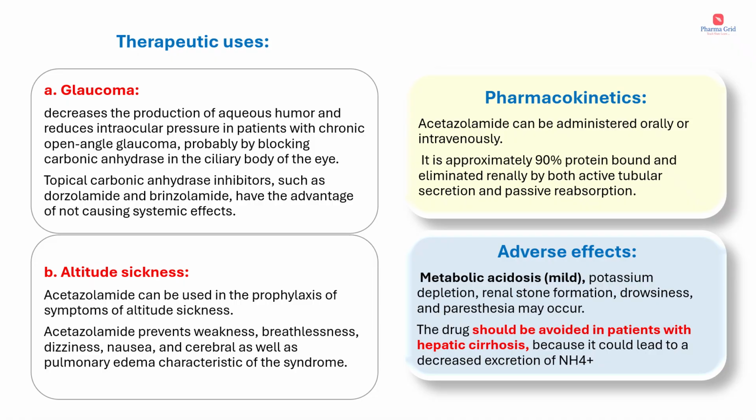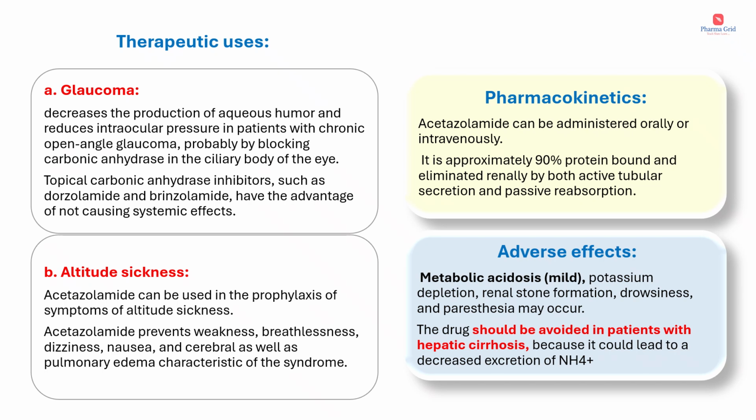In glaucoma, what will these carbonic anhydrase inhibitors do? These drugs decrease the production of aqueous humor and reduce the intraocular pressure in patients with chronic open-angle glaucoma, probably by blocking carbonic anhydrase in the ciliary body of the eye. Topical carbonic anhydrase inhibitors such as dorzolamide and brinzolamide have the advantage of not causing systemic effects.